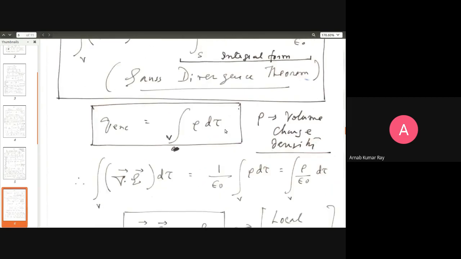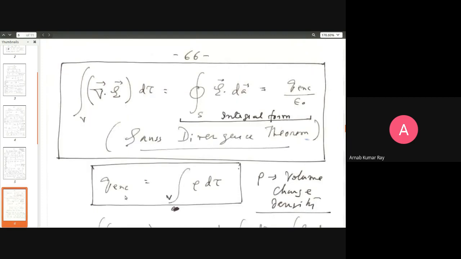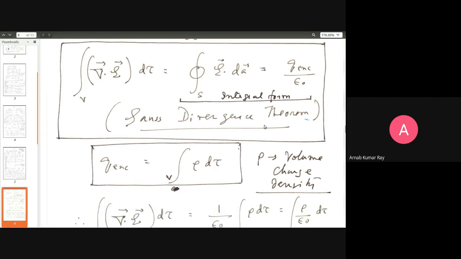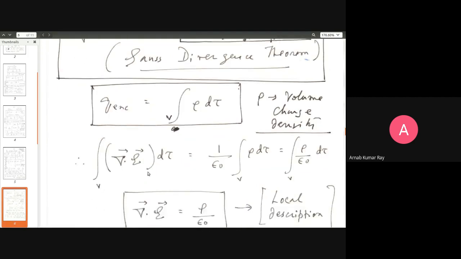Now, follow this point carefully. The volume integral of the divergence of E d tau is equal to the charge enclosed divided by epsilon naught. This is equal to this, this is equal to this, therefore this is equal to this: charge enclosed by epsilon naught.